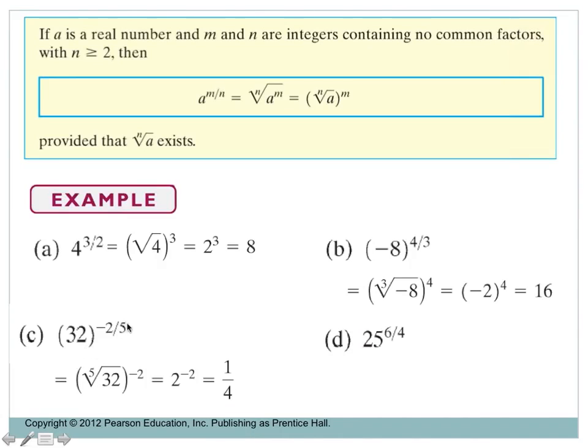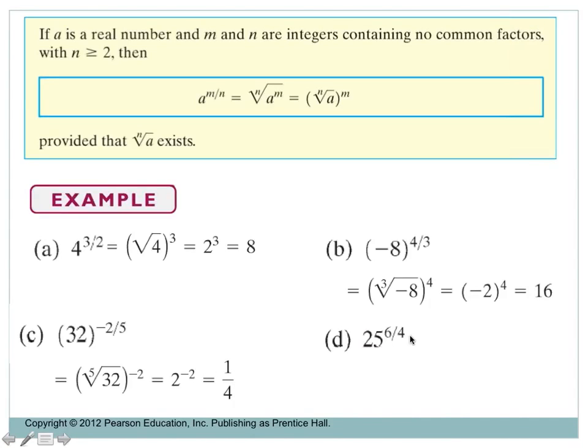So this 5 becomes our root, so we have fifth root of 32. The negative 2 stays as our exponent. Now the fifth root of 32 is just 2, since 2 to the fifth gives us 32. So we have 2 to the negative 2 power. Hopefully you remember exponents with negative signs. You can move them to the denominator as long as you change the sign. So this is the same as just 1 over 4.